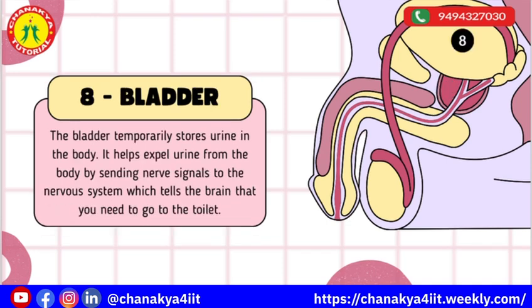8. Bladder. The bladder temporarily stores urine in the body. It helps expel urine from the body by sending nerve signals to the nervous system, which tells the brain that you need to go to the toilet.